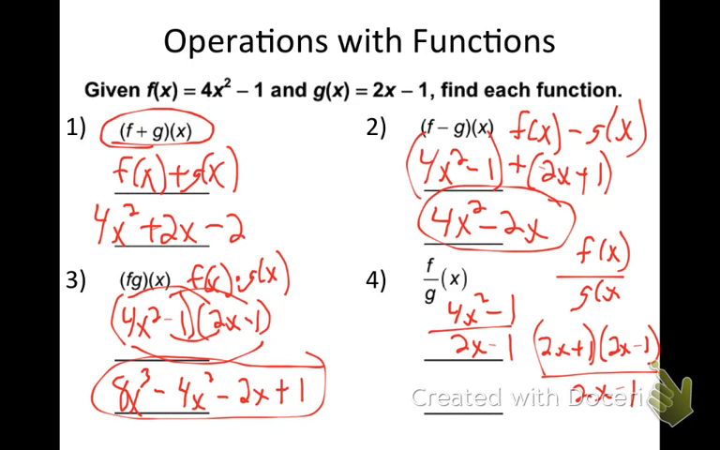What cancels out here then? The 2x minus 1. That leaves me with 2x plus 1. And x cannot equal 1/2. And again, why can x not equal 1/2? Because that's where I get 0 in the denominator. Alright? So that's what we did last time.